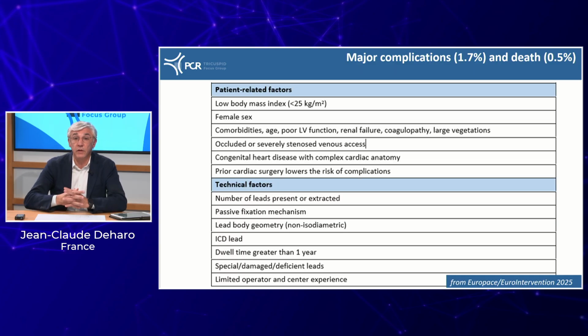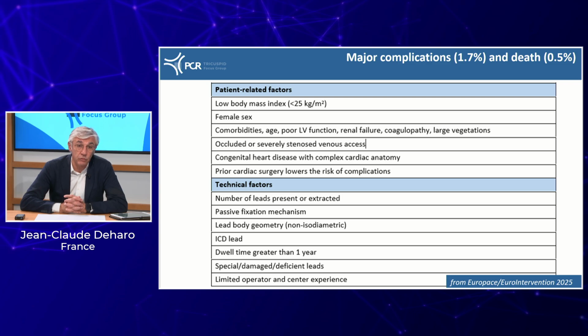And what about the complications? It's about 1.7% major complications in our last registries. The ELECTRA registry, the European registry, mentioned a 1.7% major complication rate, and death is 0.5%. This is very important, because we really have to tell the patient and to tell our colleagues that our intervention may carry some huge risk.